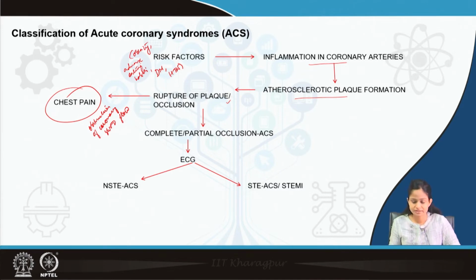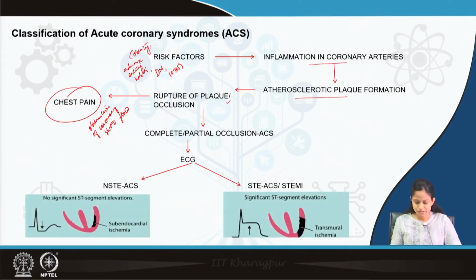Now, if the occlusion of the blood vessel is complete, then generally it gives rise to transmural ischemia. Complete occlusion means there is occlusion throughout, from the endocardium to the epicardium, so that is transmural ischemia. Partial occlusion means the coronary artery is partially blocked, and that is usually subendocardial ischemia.